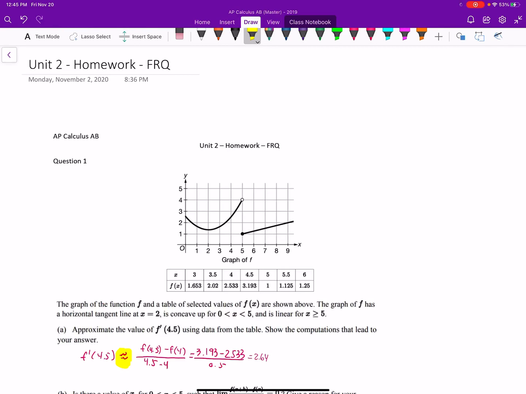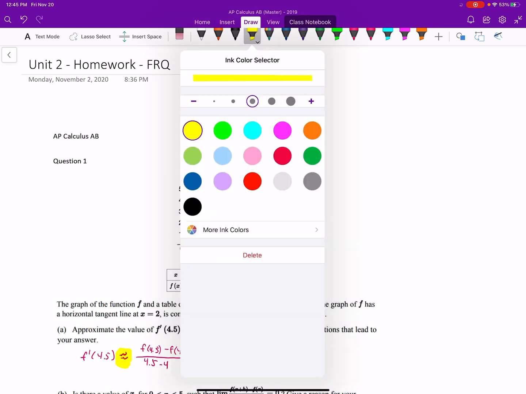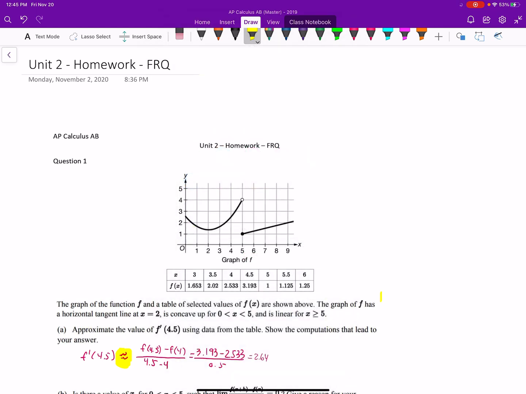Unit 2 homework FRQ. So what we're looking at here, first of all, make sure you read all the directions. It says the graph of the function f and the table of selected values for f of x are shown above. The graph of f of x has a horizontal tangent line at x equals 2. That piece of information is actually important, so I'm just going to highlight that. We probably will need it later.